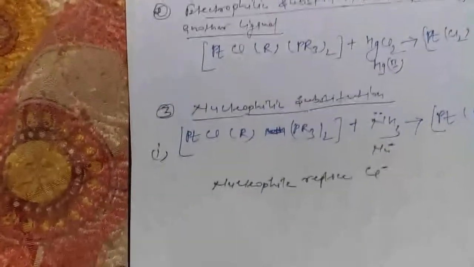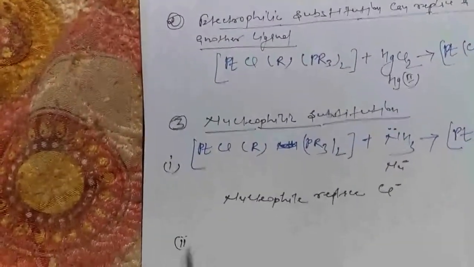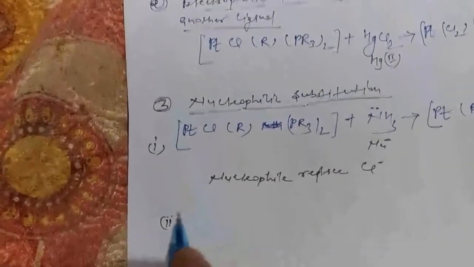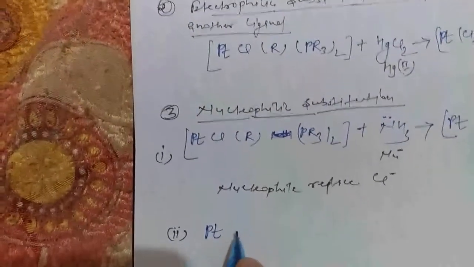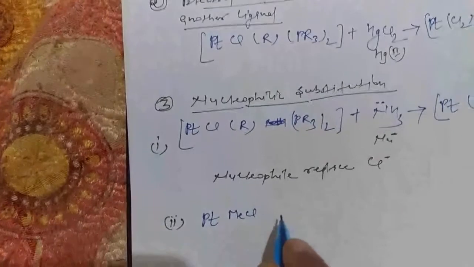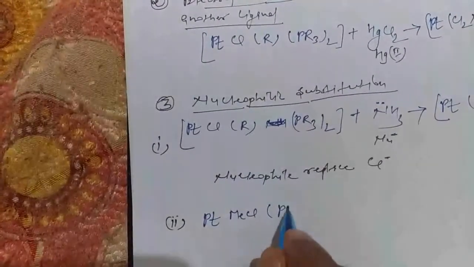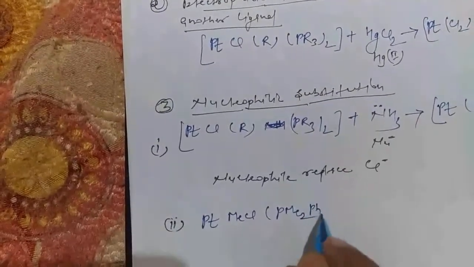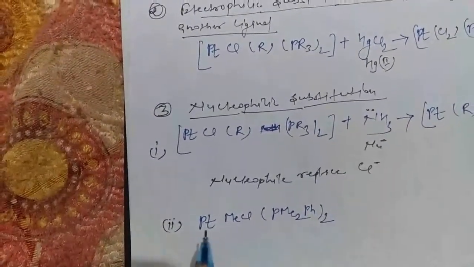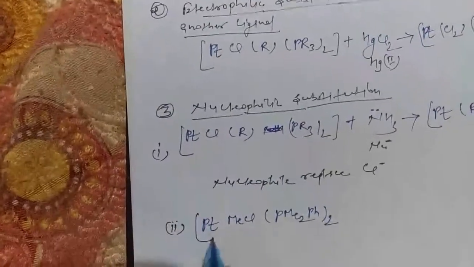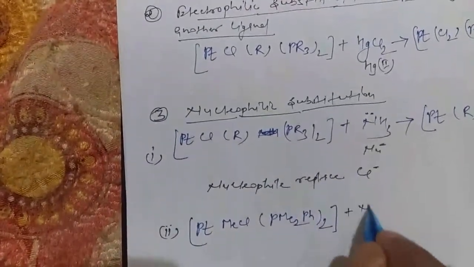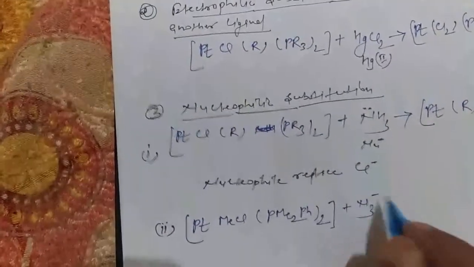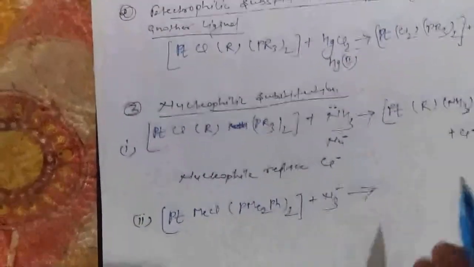We can take one more example of this kind of reaction. So let's take another example, that is Pt(Me)Cl, methyl chloride, then PMe2Ph twice. Okay, so this is your complex, and N3 is your nucleophile. Okay, negative charge is always a nucleophile.